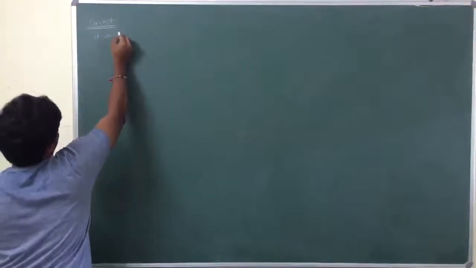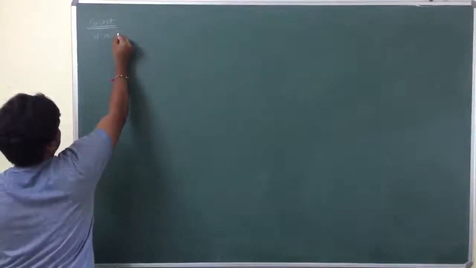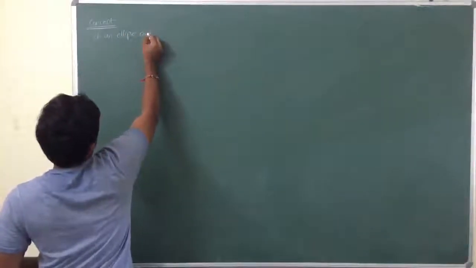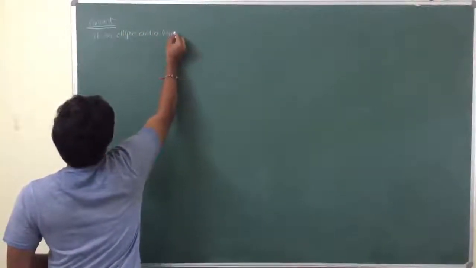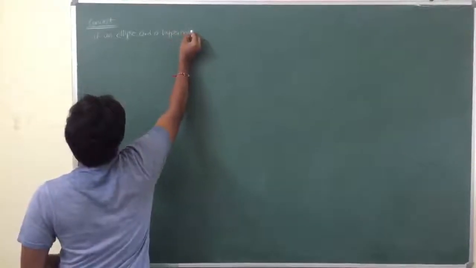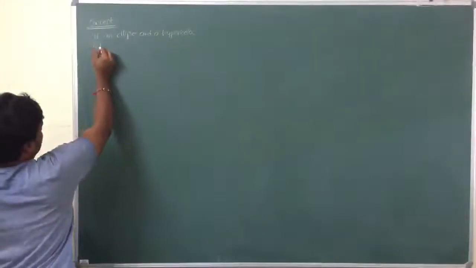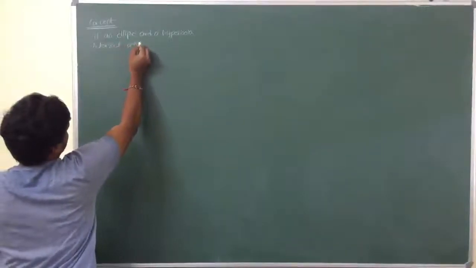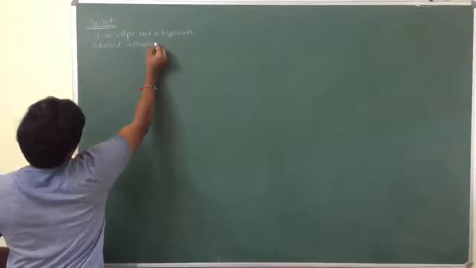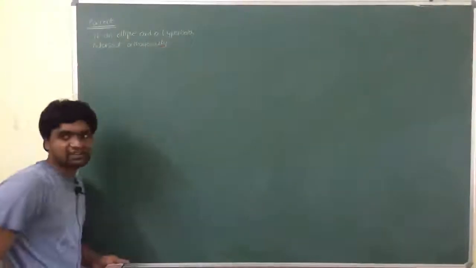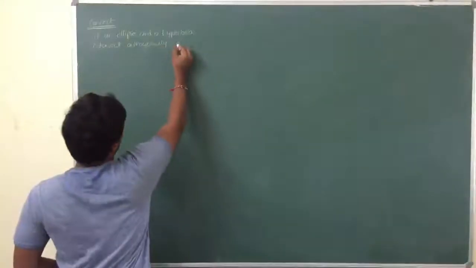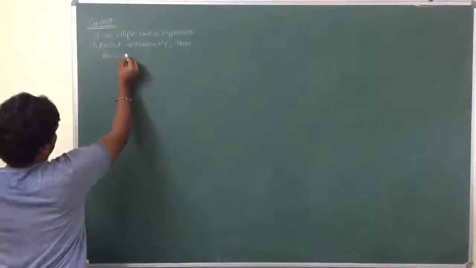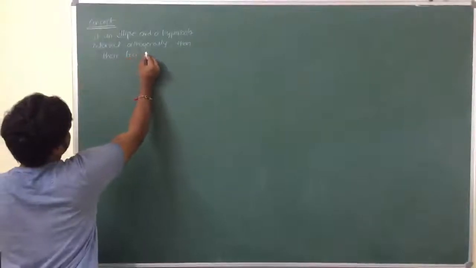If an ellipse and a hyperbola intersect orthogonally, or you can say cut each other orthogonally, then their foci coincide.